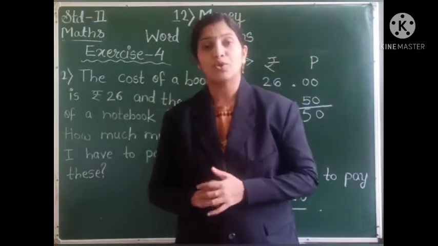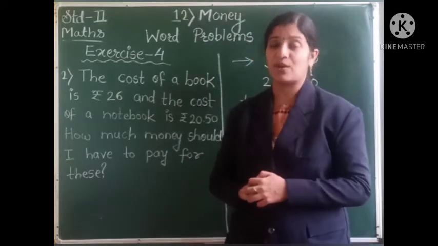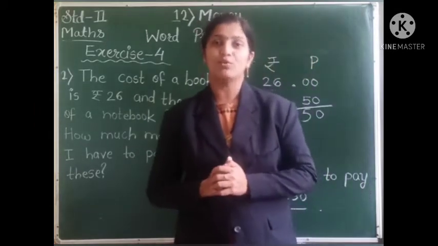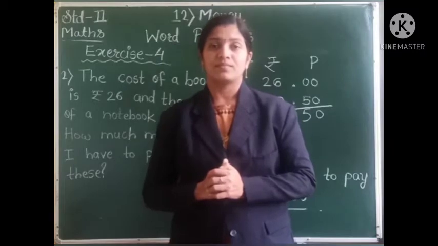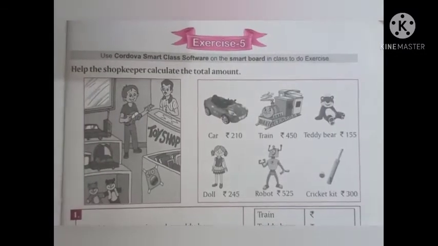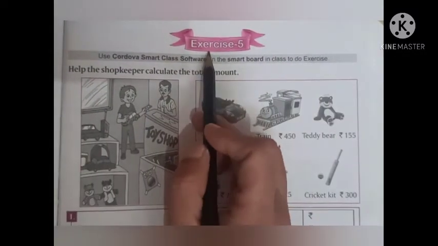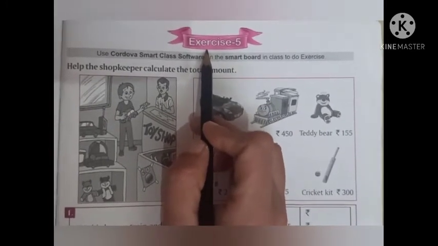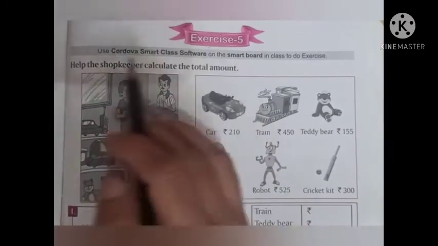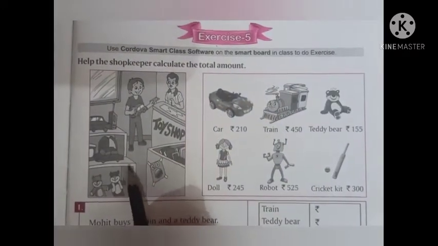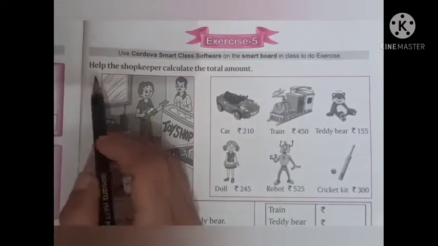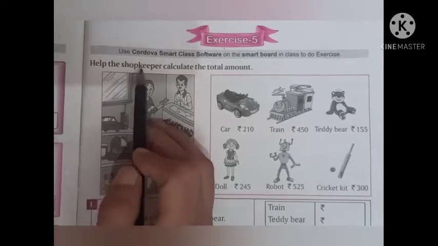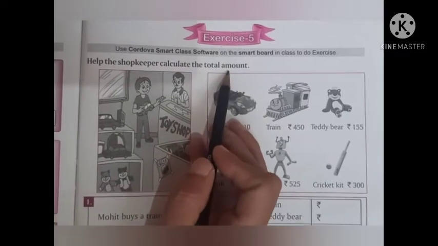Now I will be showing you exercise number 5 through your textbook itself. Students, here you can see this is exercise number 5 of the topic money. This is page number 111 from your textbook. So you can see here the picture. Here is a shop. So what is the question? It says that help the shopkeeper calculate the total amount.